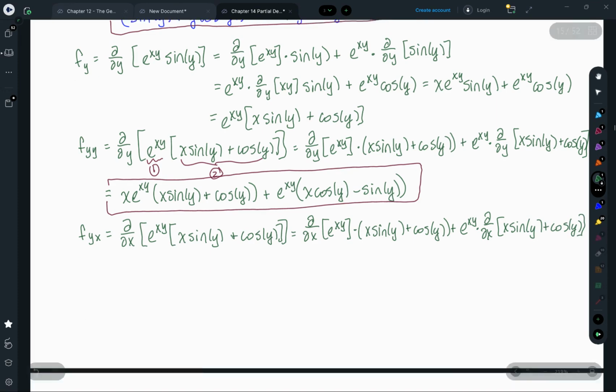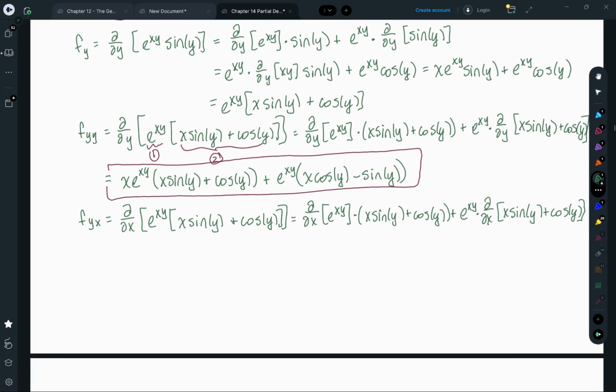All right, now let's go ahead and take those derivatives. The derivative with respect to x of e to the xy, from up above, we know that's going to give us y e to the xy, times x sine of y plus cosine of y, plus e to the xy. Now when we take del x of x sine of y, the derivative of x is just 1, so we are left with sine of y. When we take the derivative of cosine of y with respect to x, we get 0, right? And so we're pretty much done here.